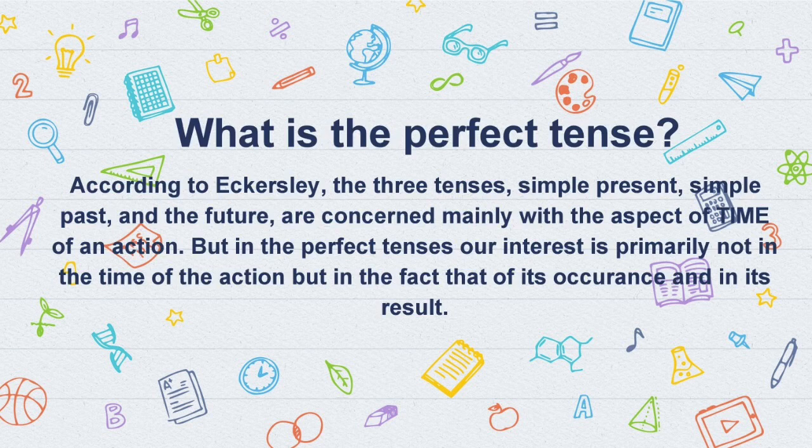So, I conclude this one in bahasa. Jadi kalau tenses seperti simple present, simple past, dan future itu berfokus kepada waktu. Kalimat dibuat berdasarkan waktu kejadiannya kapan. Tetapi dalam kalimat perfect, fokusnya adalah terhadap tindakan dan hasil dari sesuatu yang dilakukan.